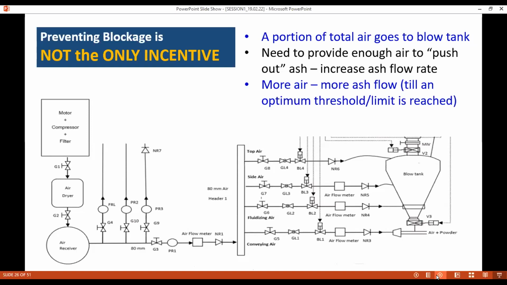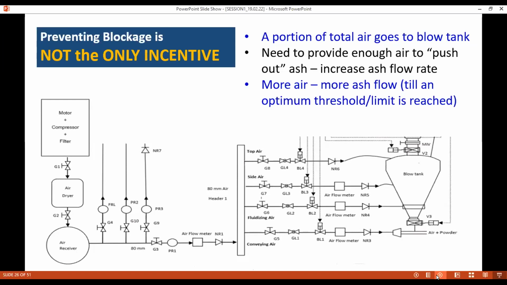In many plants, you also take a tapping from the same supply and you fluidize the blow tank. Of course, in certain plants, you take a tapping from the instrument air. But you have to understand that some portion of the transport air actually goes to the blow tank, perhaps by way of an equalization line or top air line. We call it top air. In the plant, many times it is called equalization air. Both are the same thing.